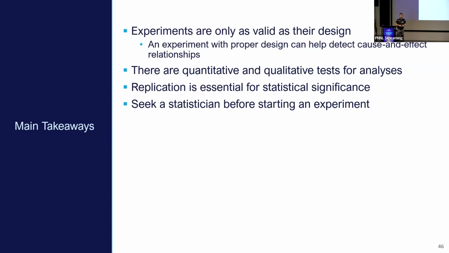So overall, the main takeaways of this presentation are that experiments are only as valid as their design. An experiment with a proper design can help us to detect that cause and effect relationship. Additionally, there are quantitative and qualitative tests for analyses, and replication is essential for statistical significance. And finally, you should always seek a statistician before starting an experiment.